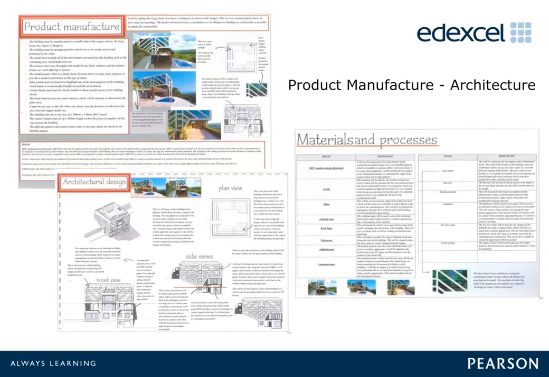Here we see an example of a high-performing candidate in this section. The product is a model of an existing building. The candidate shows what is intended, provides a simple manufacturing specification for use in the evaluation section later, and justifies the manufacturing processes and the materials used in the model making.